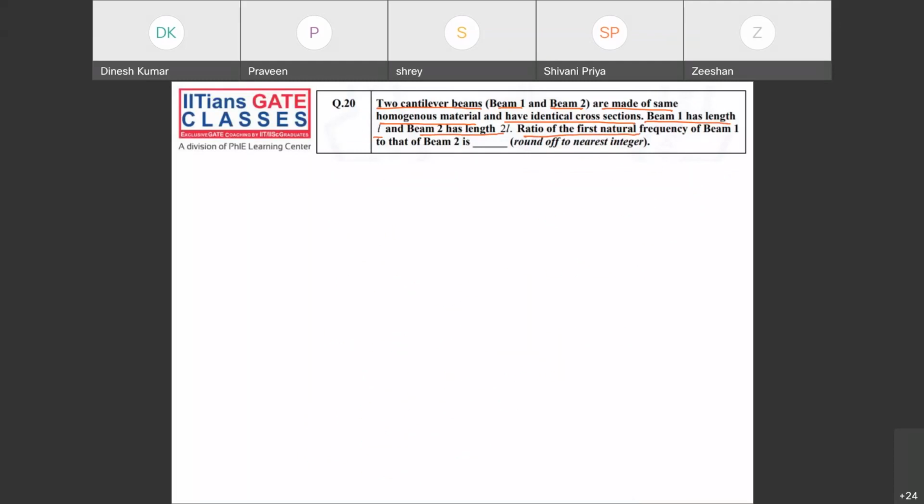Ratio of first natural frequency of beam 1 to beam 2 is. So I think it's a simple question, and a similar question was asked in previous years also. So here, for a cantilever beam, my first natural frequency omega n is always proportional to what? It is pi square by L square under root EI by rho A.